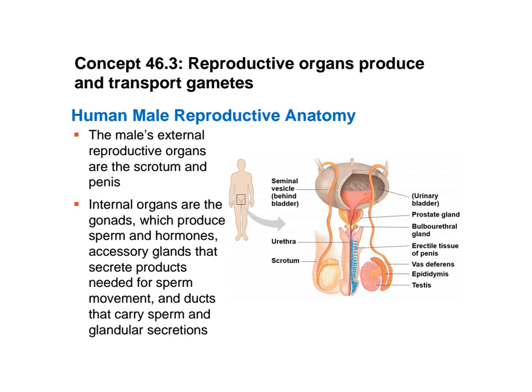The male's external reproductive organs are the scrotum and penis. The internal organs are the gonads. The gonads are the organs that create the gametes. They also generate important hormones, such as testosterone. There are also accessory glands that secrete products needed for sperm movement, and there are ducts that carry the sperm and glandular secretions.